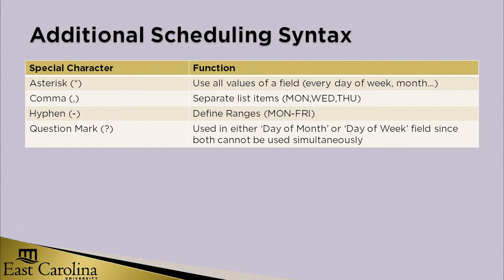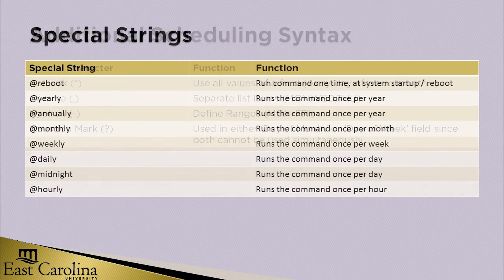The last special character is a question mark. We would only use this if we are specifying a day of the month, such as the 15th, or a day of the week, say Wednesday. Since Wednesday doesn't necessarily fall on the 15th, we can only utilize one field at a time. If we want to run it on the 15th, a question mark will go in the place of the day of the week column, and vice versa.